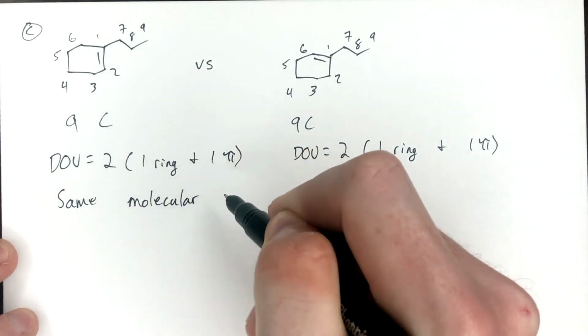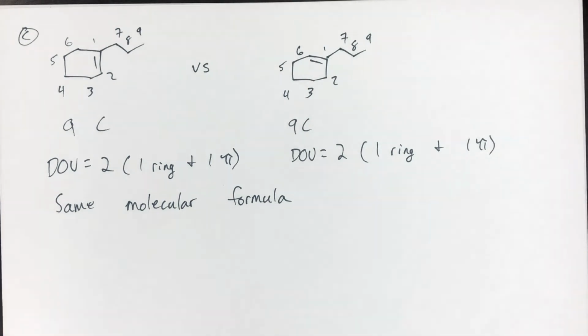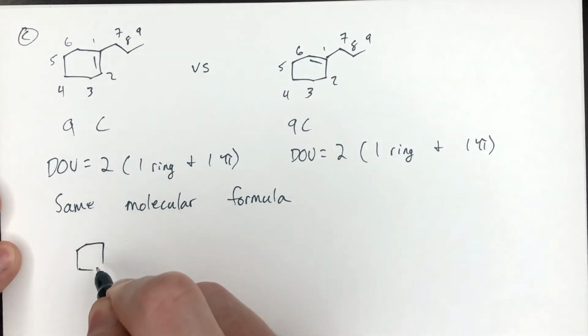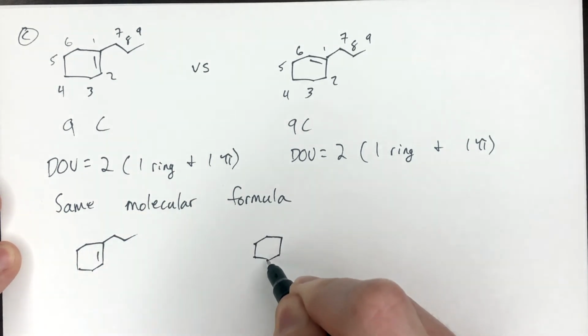Now we have to consider, in this context, we're talking about structural isomers. So we need to consider, is the connectivity the same or different? So let me redraw both structures so we can look at this a little bit more easily.